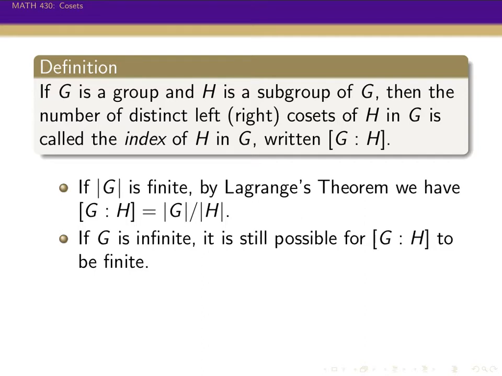But even if G is infinite, even if G has infinitely many elements, it is still possible for subgroups to have finite index. It's still possible for there to be only a finite number of distinct left or right cosets of H inside of G. And so sometimes, if we're dealing with an infinite group, it's important to focus on the subgroups that have finite index. When we say finite index, this is what we're talking about: when we partition G by H, using either left or right cosets, there's only a finite number of them.